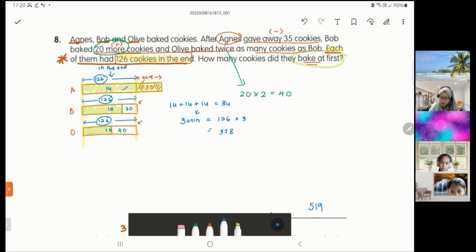Okay, now I have this, I have this, I have this. What do I want to do to get my at first? So Agnes will have 378, and then you must plus in the 35, plus 35.